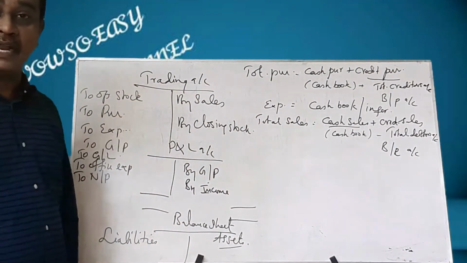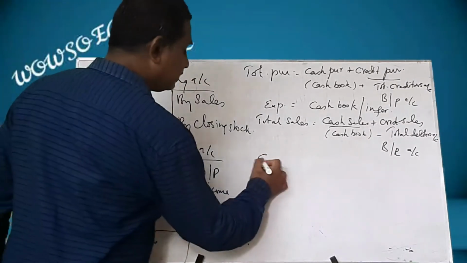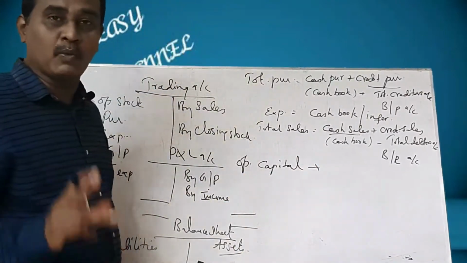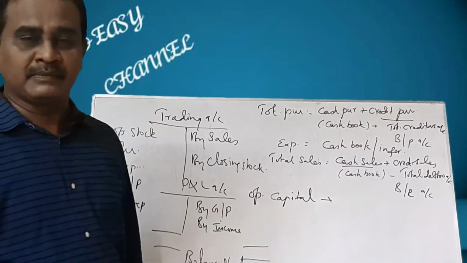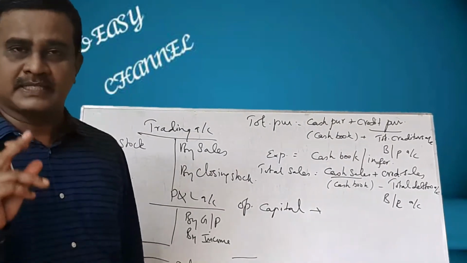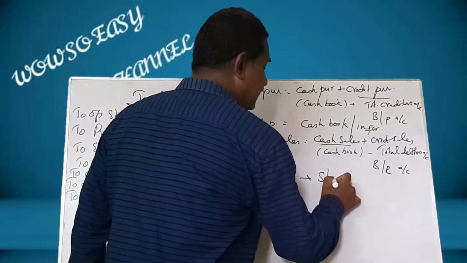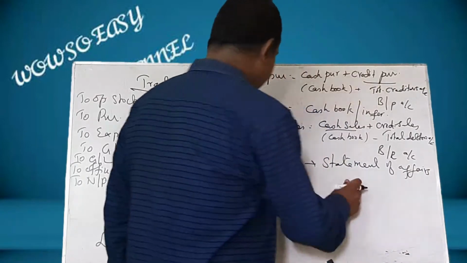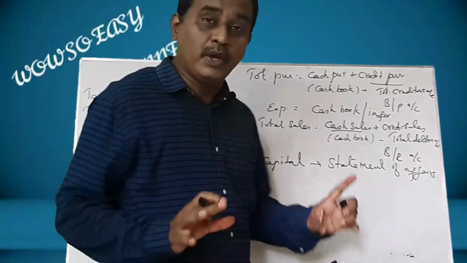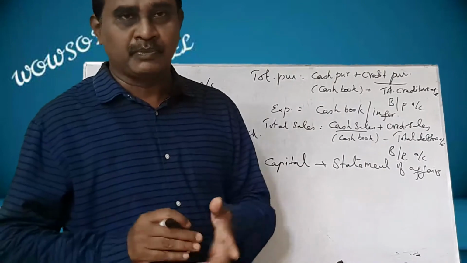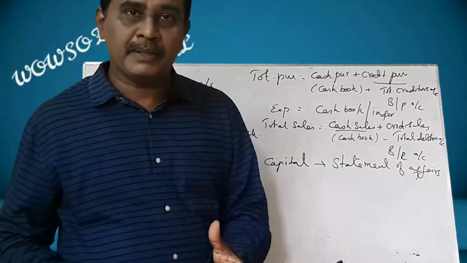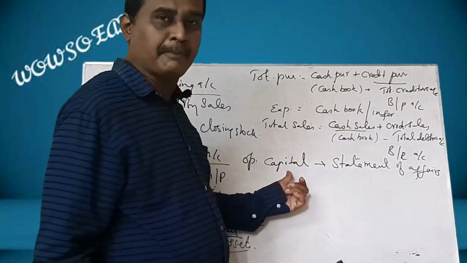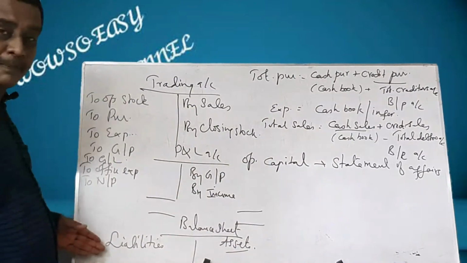For preparing the capital account, we need capital, that is, opening capital is needed. What to do? You have to prepare one account. It cannot be called an account. Statement of affairs. Prepare a statement of affairs and find out the opening capital. There you have to use the opening balances alone. Keeping the opening balances, prepare a statement of affairs, find out the opening capital, and then go for preparing the capital account.